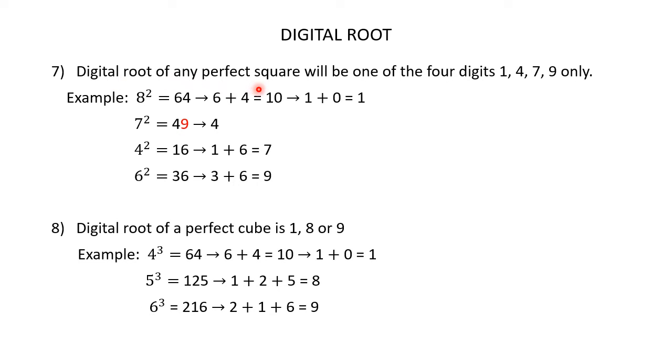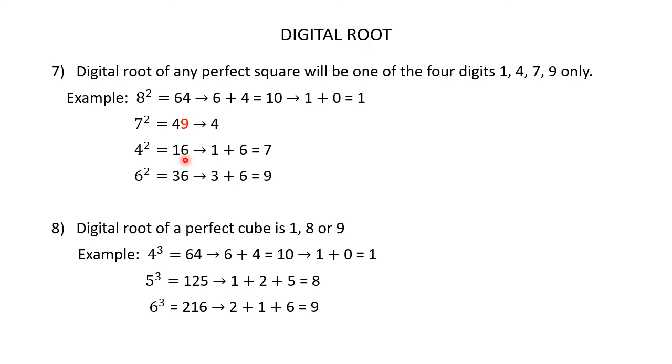The digital root of any perfect square will be one of the four digits 1, 4, 7 or 9 only. For example, 8 squared is equal to 64 and 6 plus 4 is 10 and 1 plus 0 is 1. Now 7 squared is 49. You can ignore the 9 here. So the digital root of 7 squared is 4.